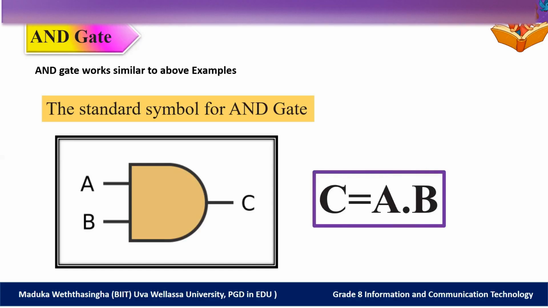Then we can write the expression for the AND gate. C means output. Output equals A dot B. Here we use the multiplication. You have to remember this logical expression. This is the logical symbol for the AND gate, and this is the logical expression for the AND gate. Here dot is used, so dot means the multiplication. Let's go back to the truth table.